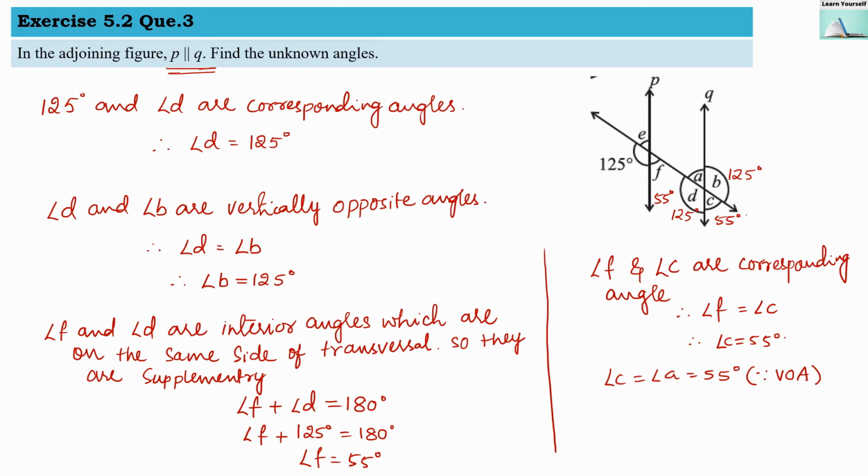Now from the figure we can see that angle B and angle E are corresponding angles, and that's why they are equal. So angle E will be equal to angle B, and that will be equal to 125 degrees because they are corresponding angles. So with the help of properties of angles, we found out the measure of all the angles.